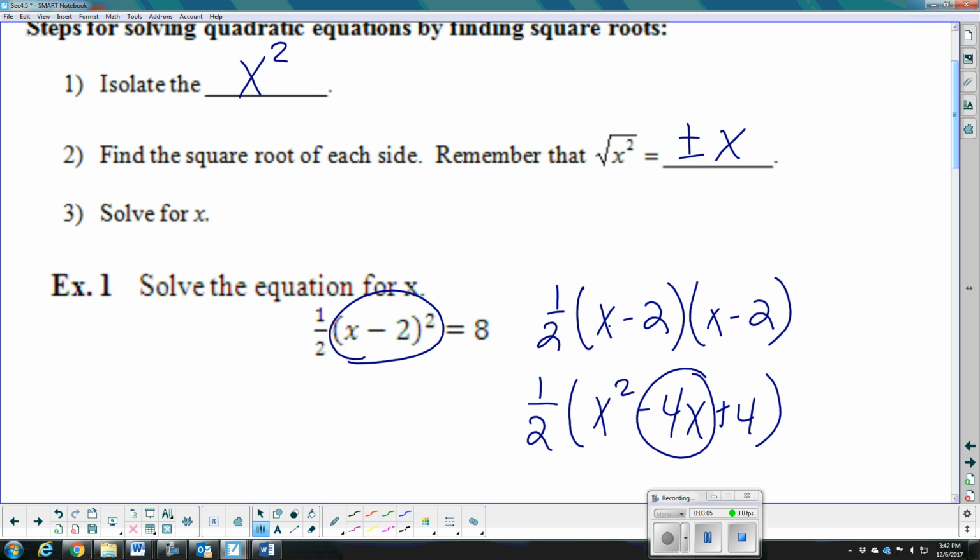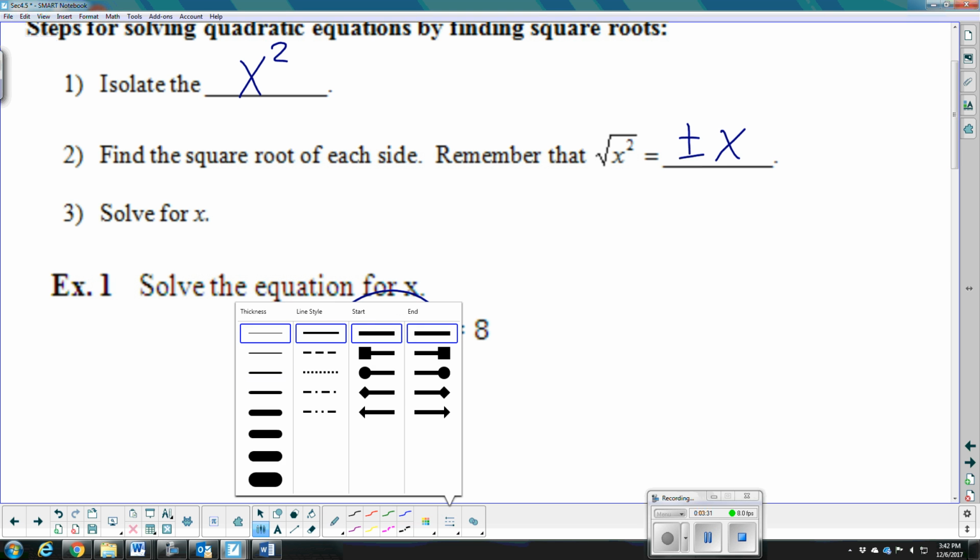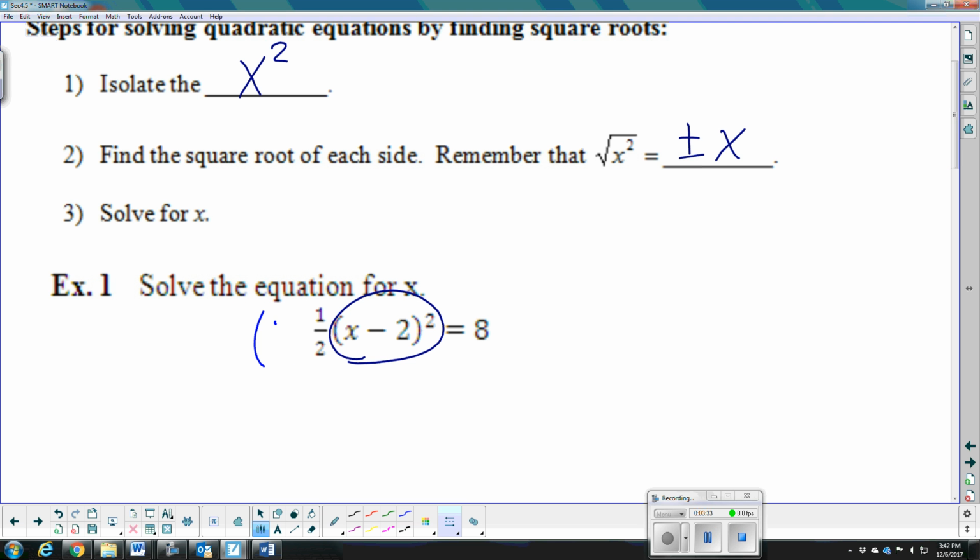Now I have a linear term, so I cannot use square roots to solve this. But before I FOILed it out, I did not have a linear term. I had a squared term, so I can use square roots. I'm not going to FOIL this out. I'm going to keep it how it is, and I'm going to treat that x minus 2 as one term. In order to isolate the x minus 2 squared, I have to multiply both sides by 2. So I get x minus 2 squared equals 16.